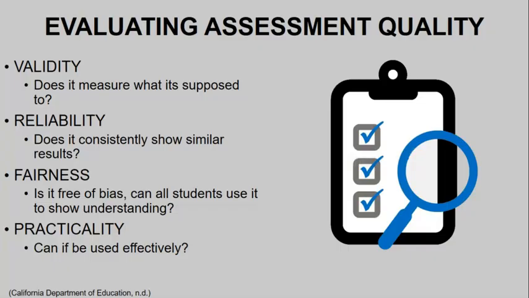Reliability is the idea that the assessment will consistently show the same or similar results whenever it is given under the same or similar conditions. Fairness is the idea that the assessment avoids bias and that all students participating in the assessment can demonstrate learning regardless of their background. And lastly, practicality is the determination of whether or not the assessment can effectively be administered, scored, and whether the data from it can be used to measure learning and guide instruction. While there are other factors to consider, these are the key ideas to consider before using assessment with your students.